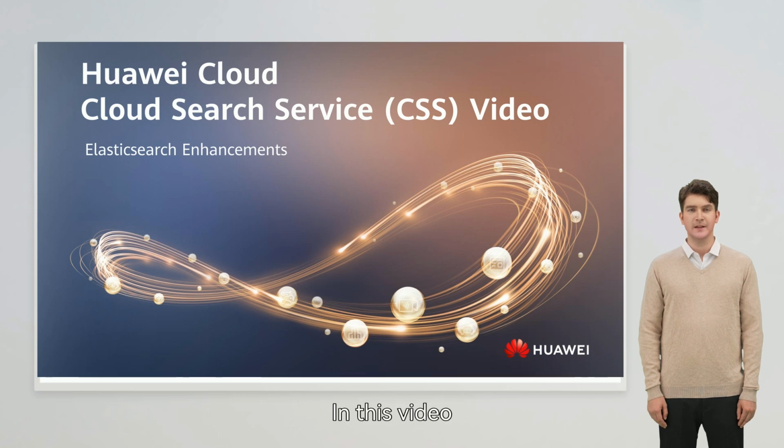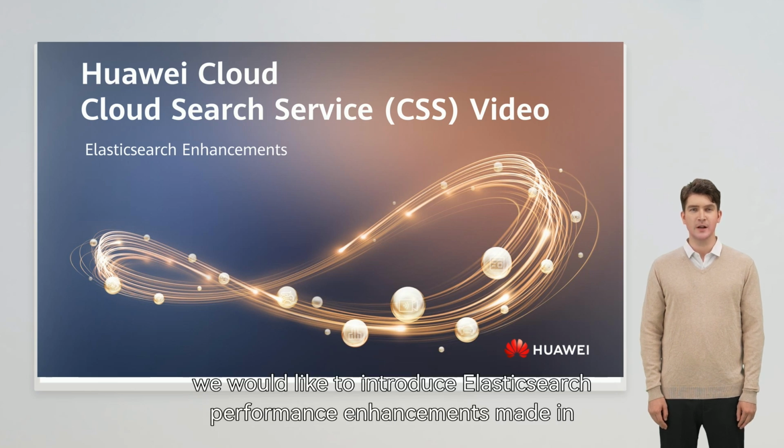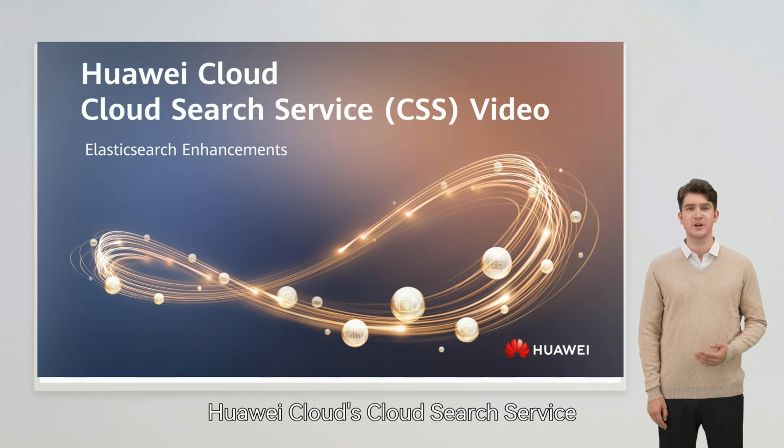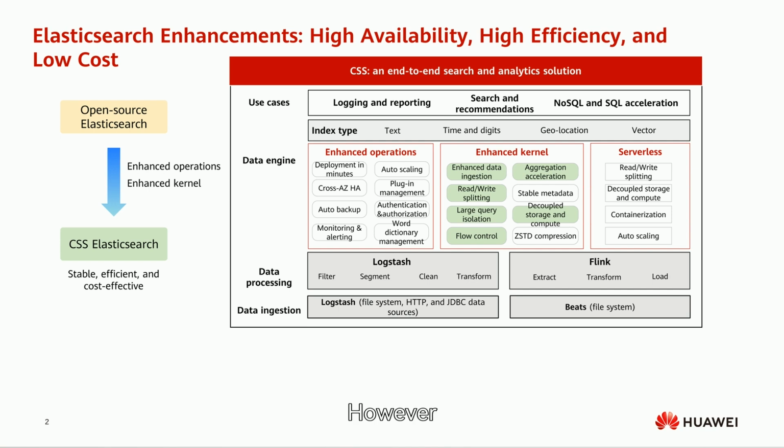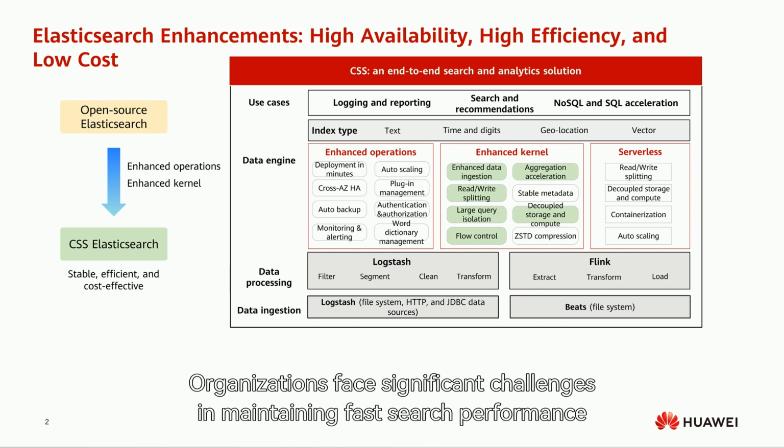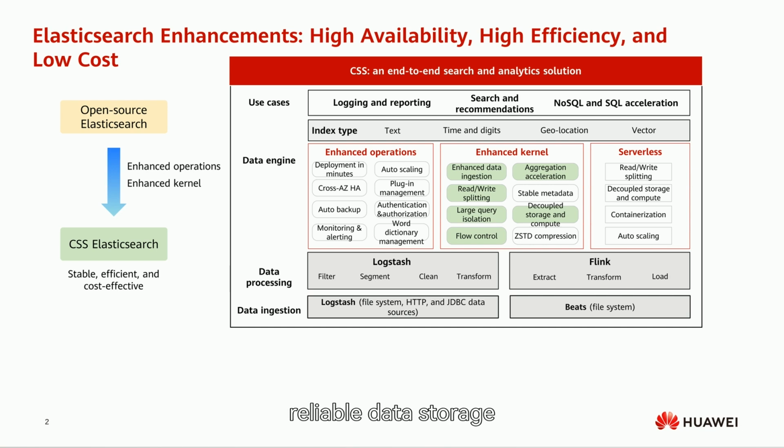Hi. In this video, we would like to introduce Elasticsearch performance enhancements made in Huawei Cloud's Cloud Search service. Elasticsearch clusters are commonly used for data search and analytics. However, as data volumes keep growing, queries increase in complexity. Organizations face significant challenges in maintaining fast search performance, reliable data storage, and cost-effective scalability.